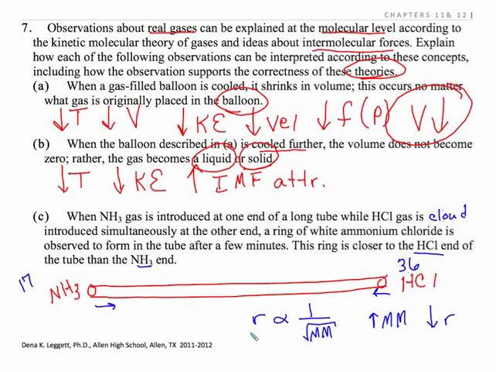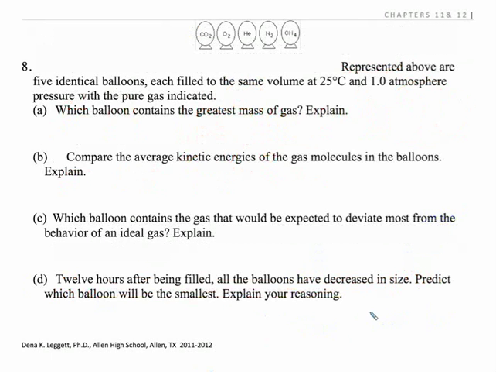Well, this molar mass is about 17. This molar mass is on the order of 36. This is bigger and heavier. It's going to move slower. So if ammonia is moving faster, that ring is going to be much closer to the HCl. That's that ring of ammonium chloride. It will be closer to the HCl than it is to the ammonia. Okay? So that's why you see the ring closer. It's because rate is inversely proportional to molar mass.